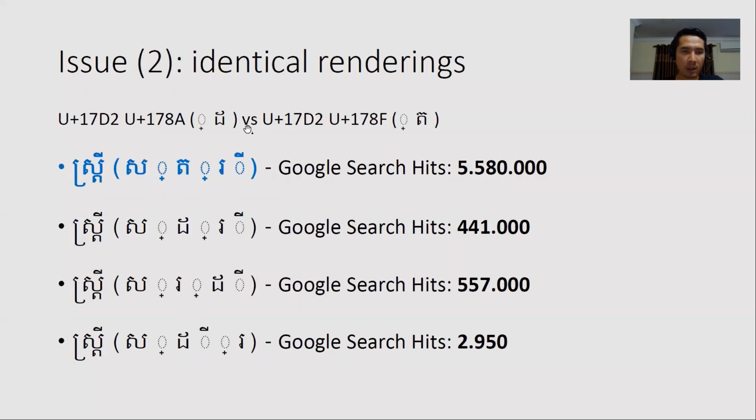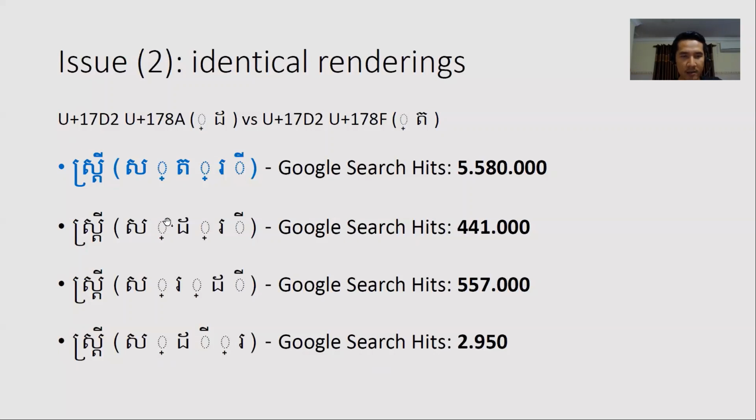The issue here, I would say, is the identical subscript in the rendering. So as you can see, 17D2 plus 178A, this kind of combination. And then the 17D2 with 178F, this kind of combination. So what's different is the consonant DAW here and then the consonant THA here. Right, let's look at the second, third, and fourth.